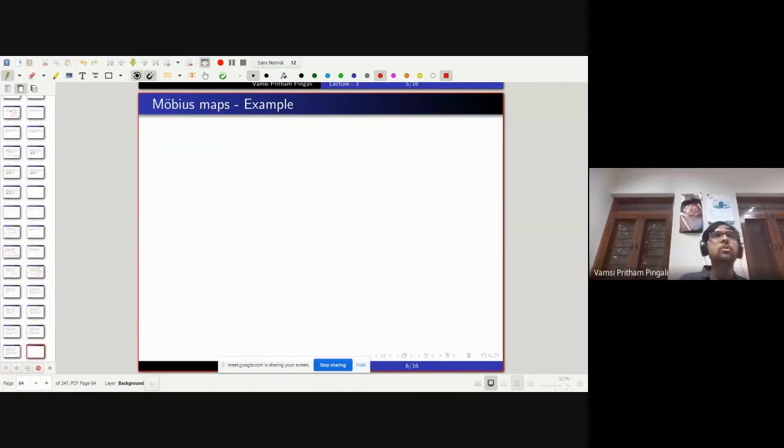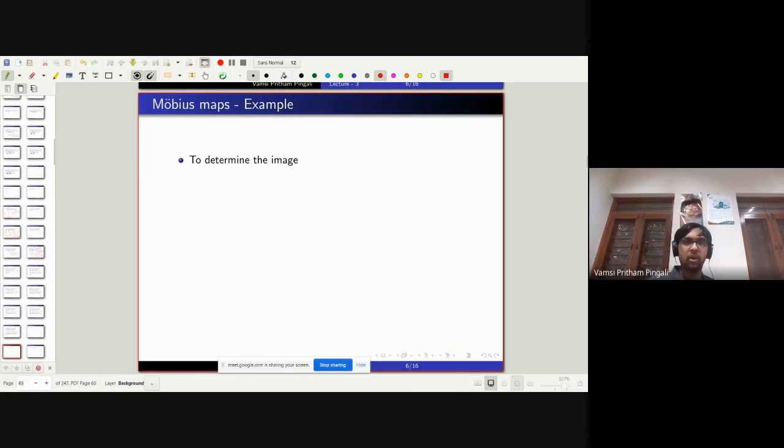So now I'll do some examples of Mobius maps. What do I mean by doing examples? Of course, if you take (az + b)/(cz + d), if you plug in your favorite values for a, b, c, and d such that ad minus bc is non-zero, that's an example, right? That's not what I mean. Okay, what do I mean?